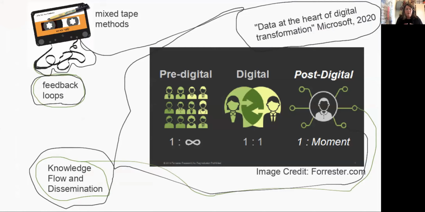But these feedback loops have become more and more important to us. What does it mean to use the feedback loops that we've seen in the art community to possibly impact education? And how can we take a pre-digital University of Melbourne space with the one-to-infinity into a digital, possibly one-to-one, so that we can use a feedback loop mechanism from the art world, which is in a post-digital one-to-moment?